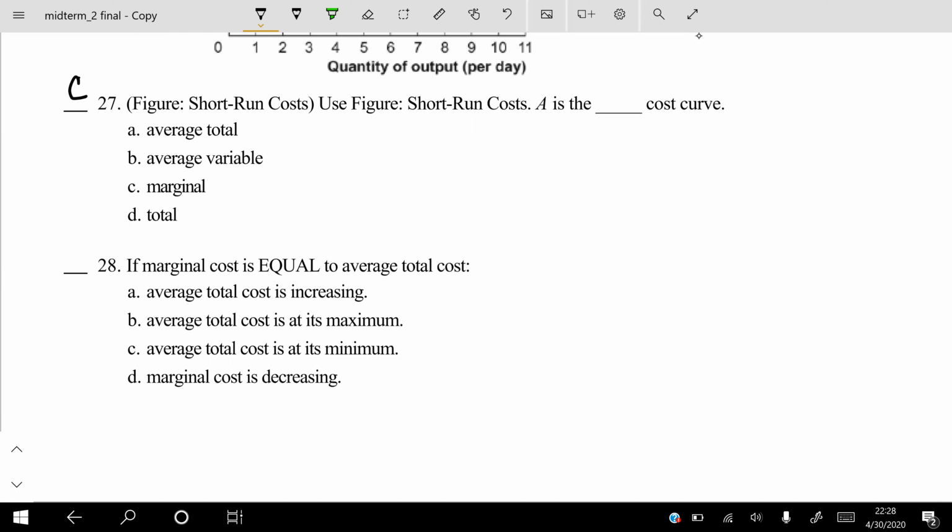If marginal cost is equal to average total cost, well, is average total cost increasing, is average total cost at its maximum, or is it at its minimum, or is marginal cost decreasing? We've talked about this in a couple videos, but it's at its minimum.